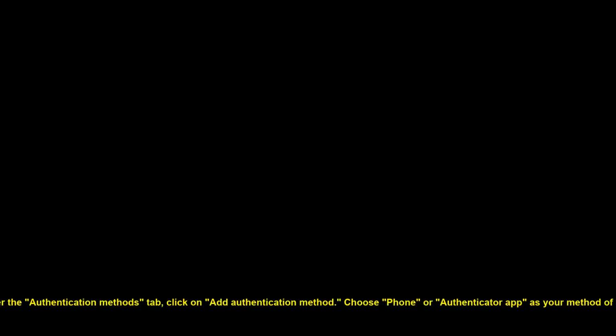Navigate to the Azure Active Directory section. Select Users from the sidebar menu. Locate and select the user you want to enable for RDP access. Under the Authentication Methods tab, click on Add Authentication Method. Choose Phone or Authenticator app as your method of MFA. Follow the prompts to set up the authentication method.